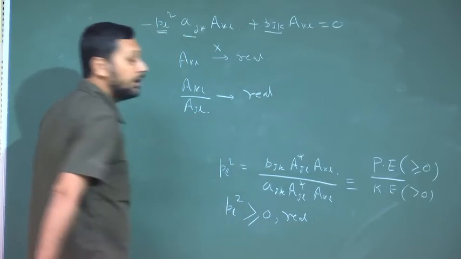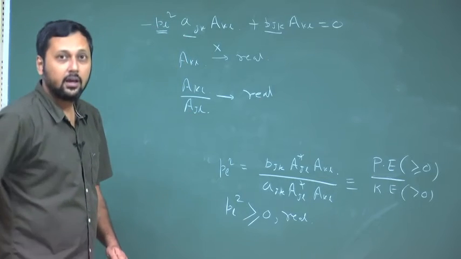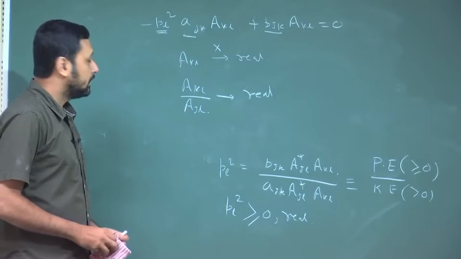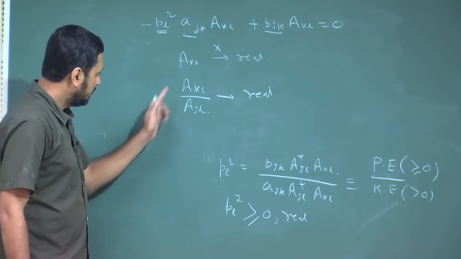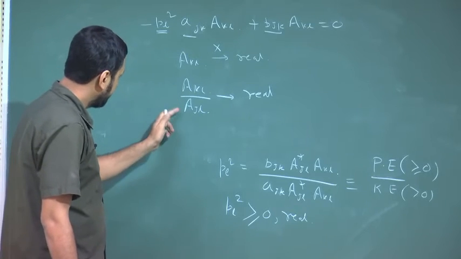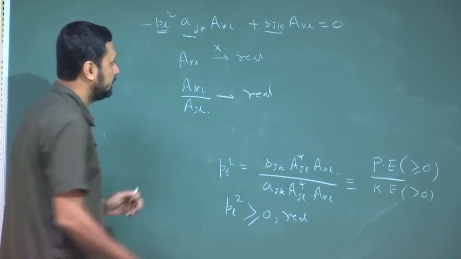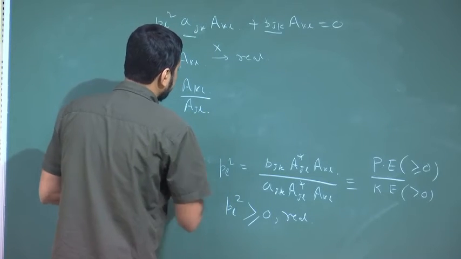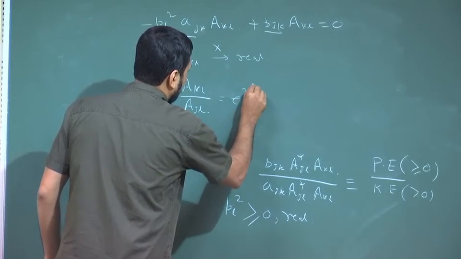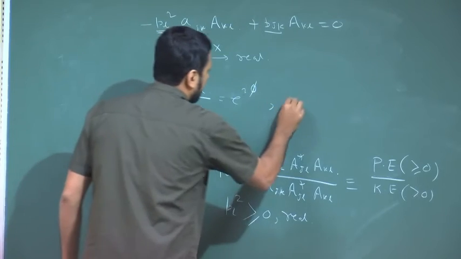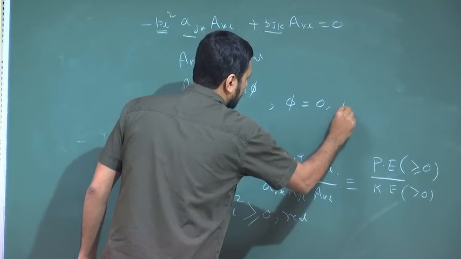but we can at least say that these are real. Now, this could be real only if the phase factor between two amplitudes is of the form e to the power i phi, where phi is equal to either 0 or pi.